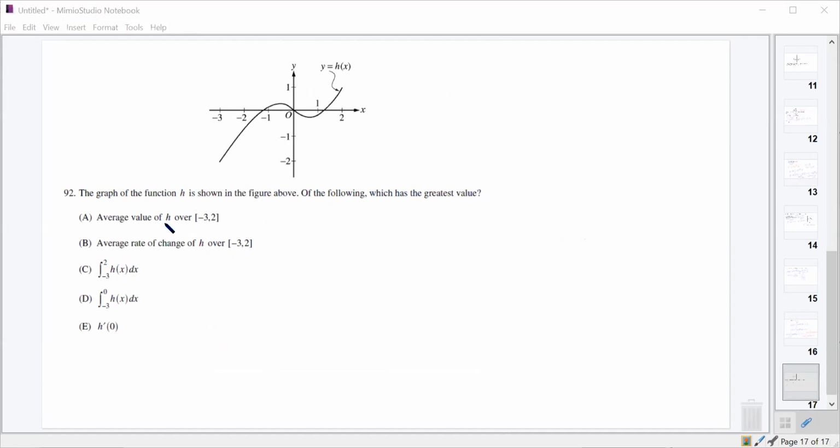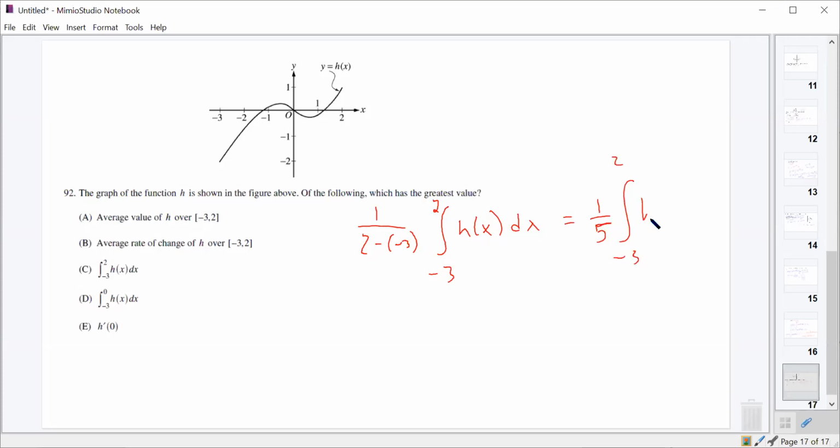We're looking for the average value of h on -3 to 2. So the average value of h ought to be 1 over 2 minus -3 times the integral from -3 to 2 of h of x. So this number out in front is going to be 1/5 of this integral from -3 to 2 of h of x dx. And for now, we're just going to leave it at that, and we'll come back to that in a second.